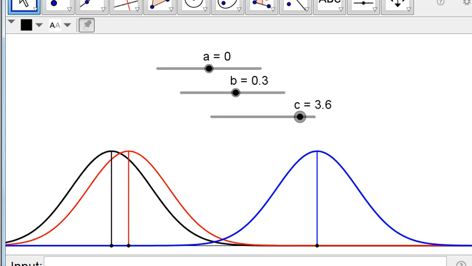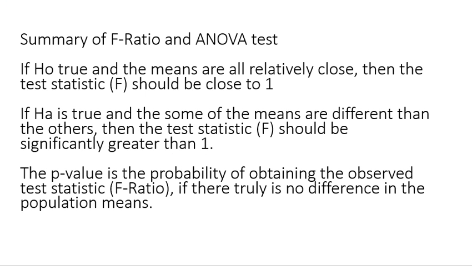To summarize that, let me go to the next slide. If H naught is true and the means are all relatively close, then your F ratio should be close to 1. If HA is true and some of the means are different than the others, then the test statistic is going to get a whole lot greater than 1. So that's what we're looking for. What is the F ratio? Is it close to 1? That would say probably the means are all the same. No reason to doubt; we've not rejected the null hypothesis. There's no evidence in that case that the means are different.